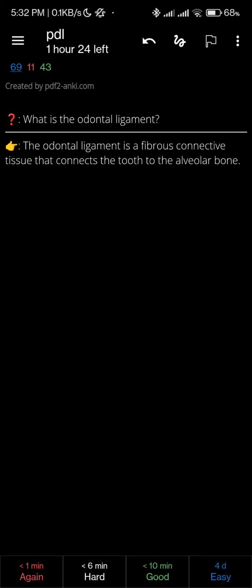What is the periodontal ligament? It's a fibrous connective tissue that connects the tooth to the alveolar bone, which we say is the bony socket.